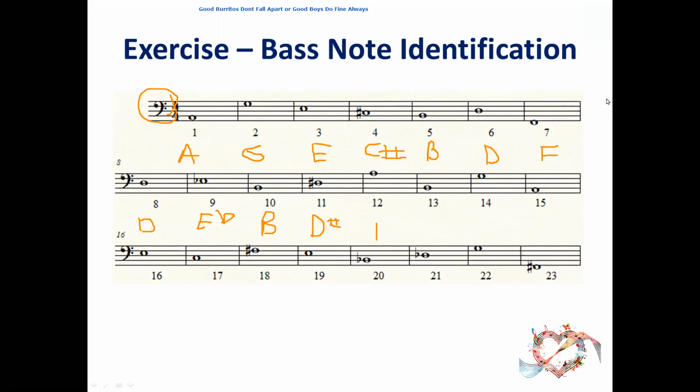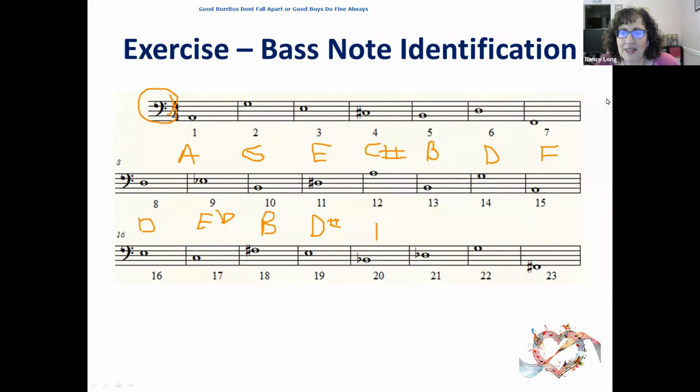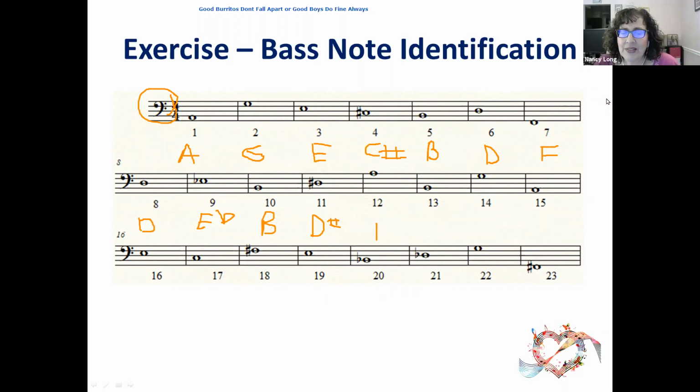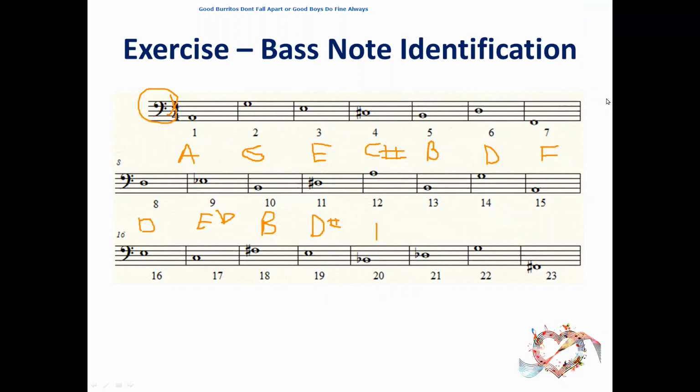Wait a minute. Try number 12 again. Think about your lines. E. Good. What's burritos don't fall apart? Oh, A. There you go. You would have been an F if you were in treble clef, right? I guess. Okay, you guessed.